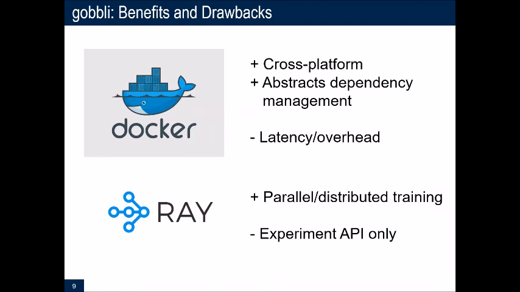On the flip side, we do implement support for Ray, which is a distributed computation library in Python. And this will allow you to do parallel or distributed training. If you have a cluster or even just a multi-GPU machine, you can easily train multiple models at once if you're doing hyperparameter tuning, something that we support as well. But this is only for the experiment API, so not for the lower level. We don't offer parallelization currently at the lower task level.